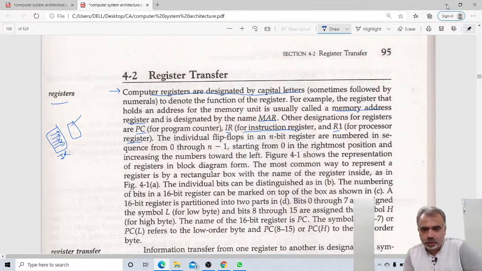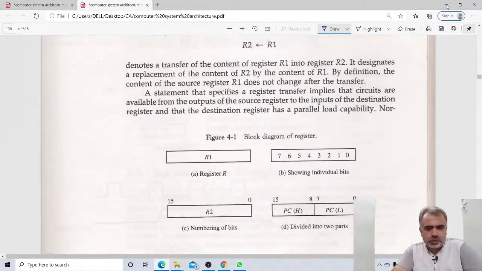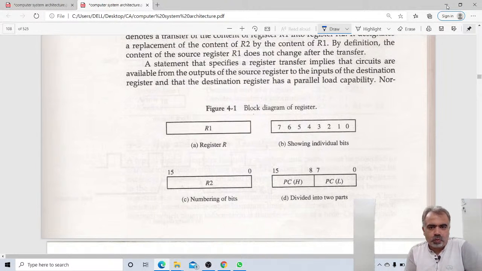Now there is one diagram, 4.1, which is very important. This diagram is also asked in the exam. What is the block diagram of the register? Number one is a simple register R1. We can represent it like R1, and showing individual bits, we can represent the register like this also. It is an 8-bit register because it starts from 0 till 7: 0, 1, 2, 3, 4, 5, 6, 7, which is 8 in number. This is another way of presenting the register. And the third way is the numbering of bits. You can show it like 0 to 15.